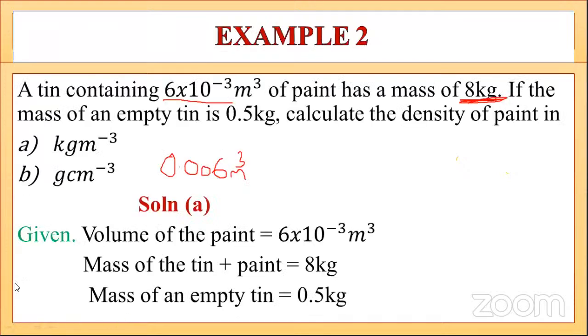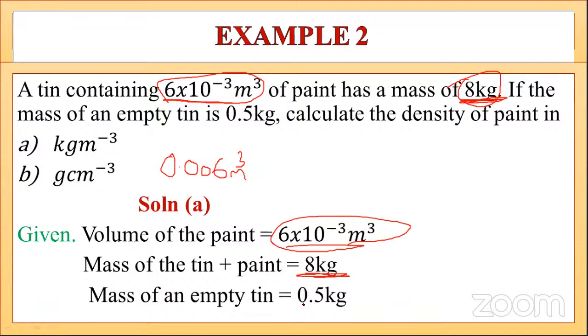So we are saying the container, a tin, contains 6 times 10 to the power negative 3 meters cube of paint and has a mass of 8 kilograms. This one becomes the volume of the paint. That's why we have recorded it here as the volume of the paint. And this one becomes the mass of the paint plus the tin. Is that clear? Yes.